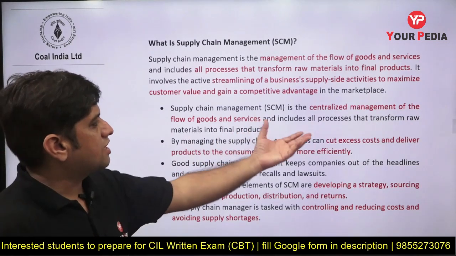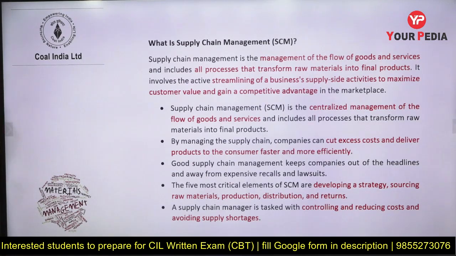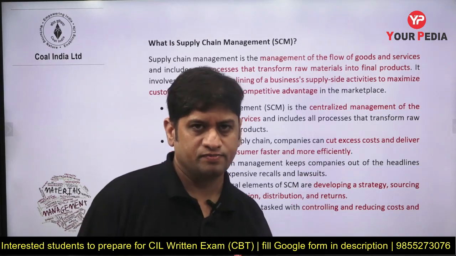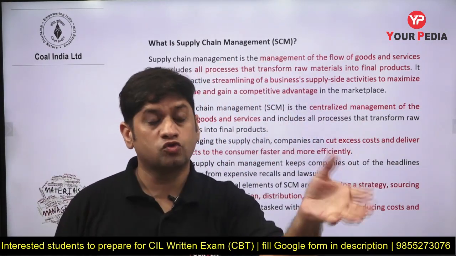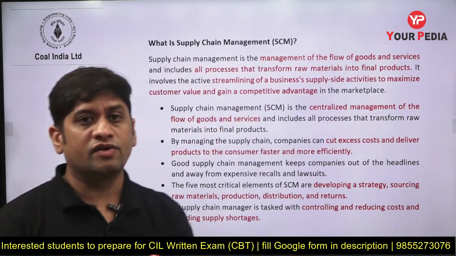Supply chain management is a centralized management of the flow of goods and services. So how to manage the flow of goods and services in a centralized manner, that is called supply chain. So it cuts the cost, delivers the products to the consumer in a faster, more efficient way. Think of Amazon and think of how the things are moving. I mean, I have to reach the customer, give him satisfaction, and deliver in time.